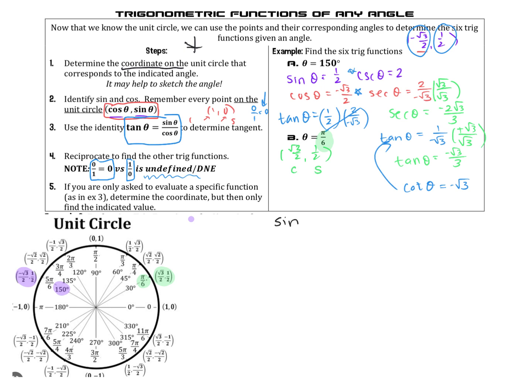I'm going to come down here a little bit. So sine of pi over 6, which is the same thing as sine of 30 degrees, is going to be 1/2, which means that cosecant is going to be 2.